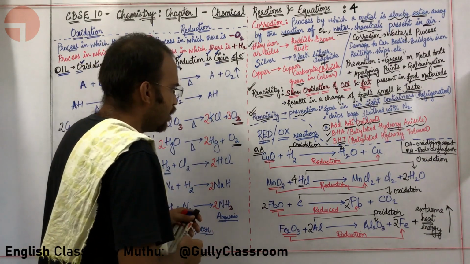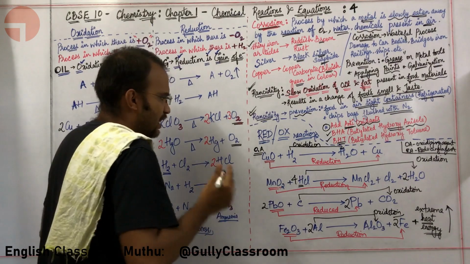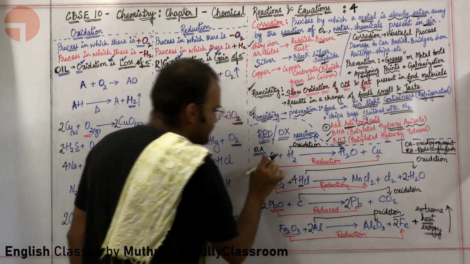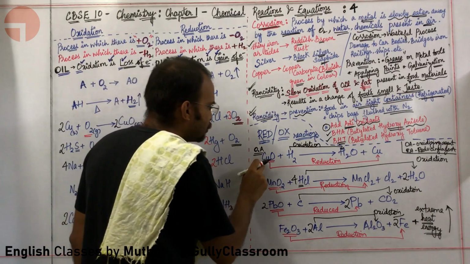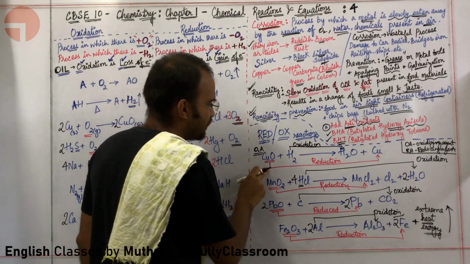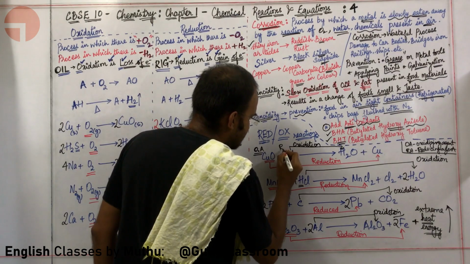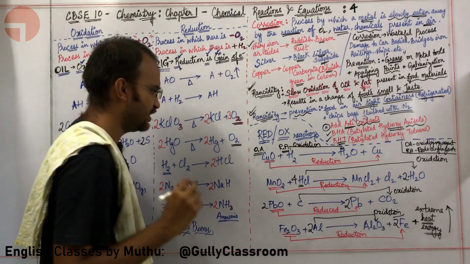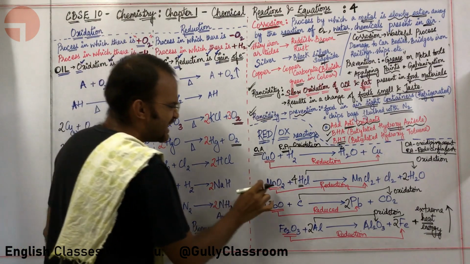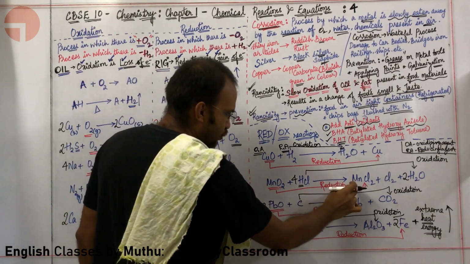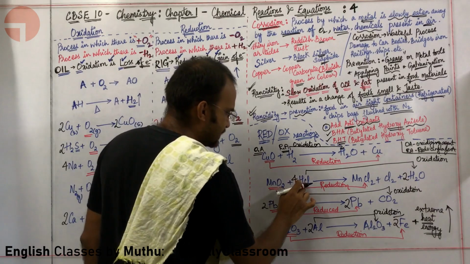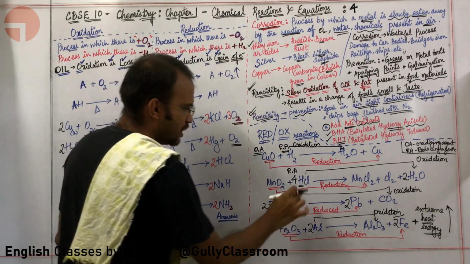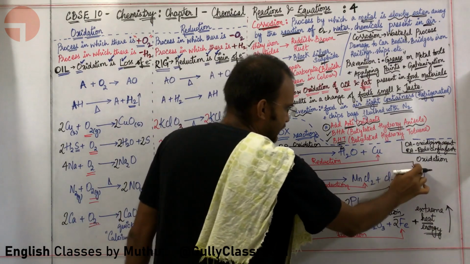Okay, sir. What about hydrogen? Here reduction is happening to CuO and hydrogen is helping it. So hydrogen is called a reducing agent. In a similar way, MnO2 is getting reduced. Who is helping? HCl. So this is my reducing agent. Once more, HCl is getting oxidized.